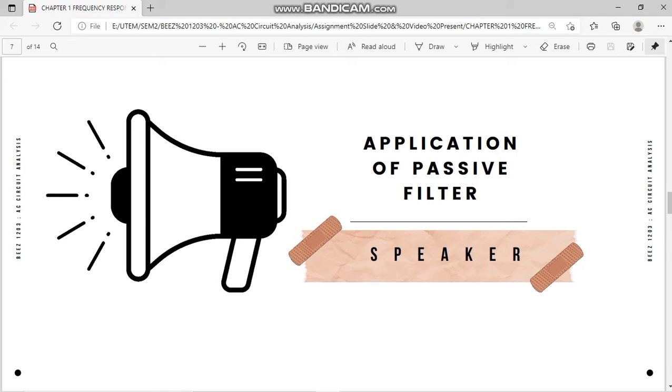For our topic that we are choosing, which is frequency response, we are choosing speaker for the application of the passive filter. So for the application, my partner will explain more about it. So that's all from me.